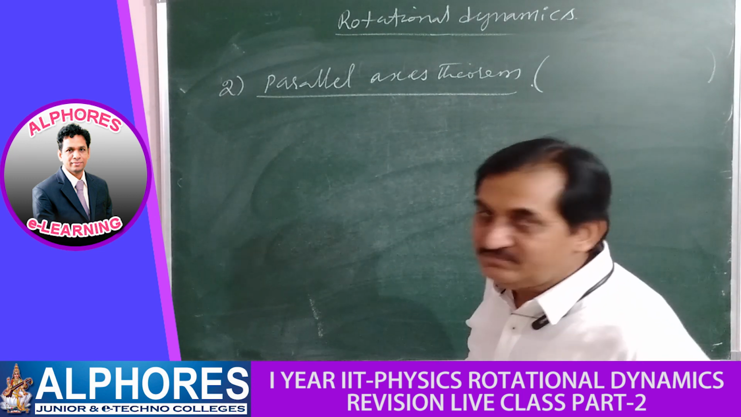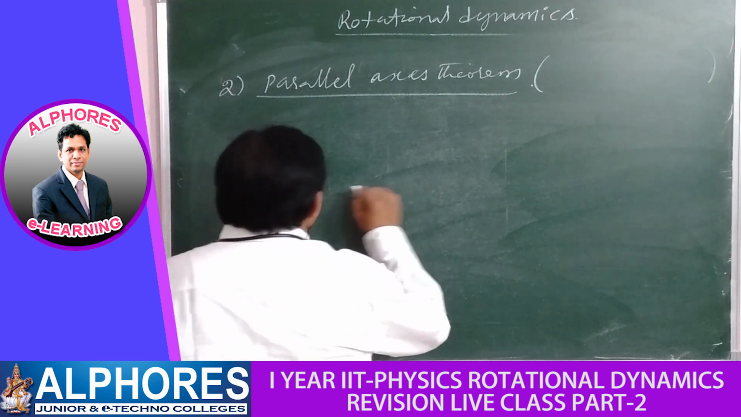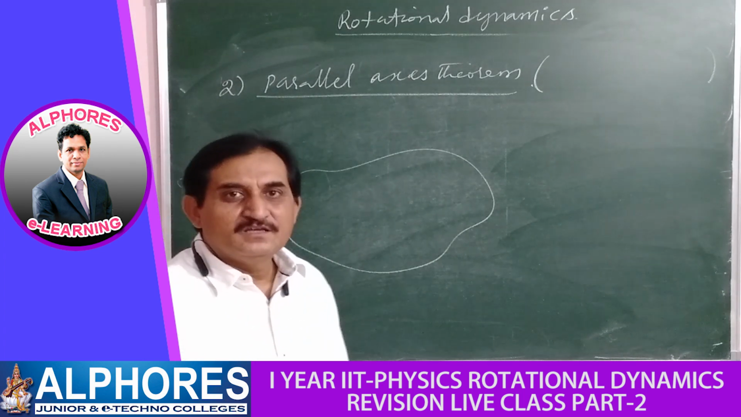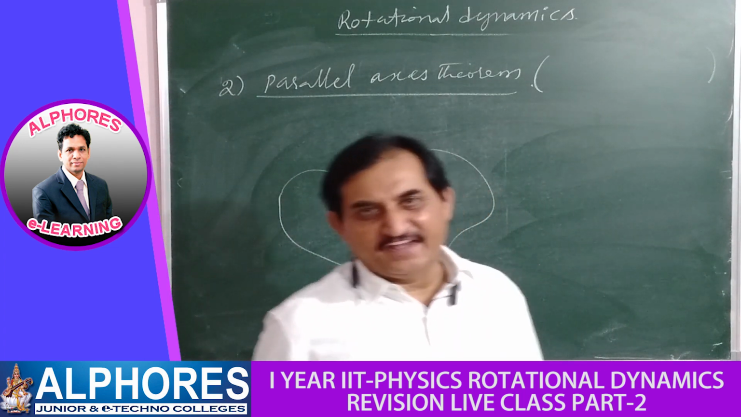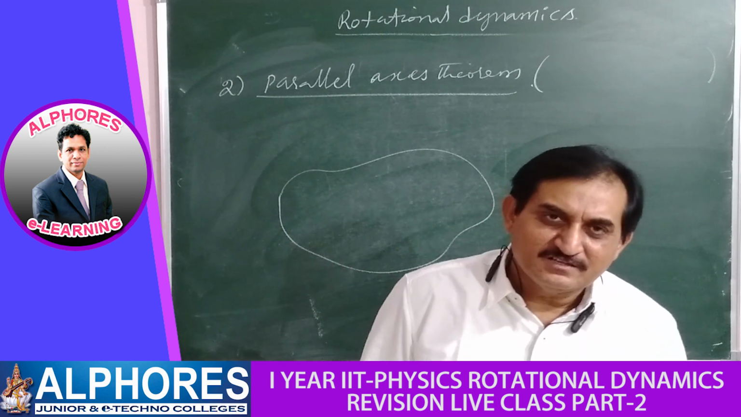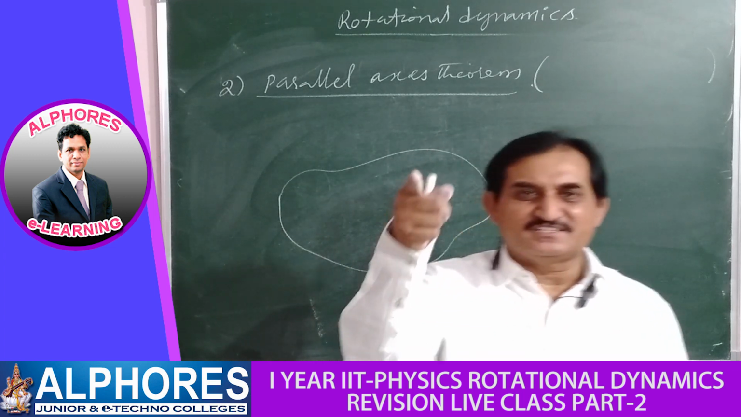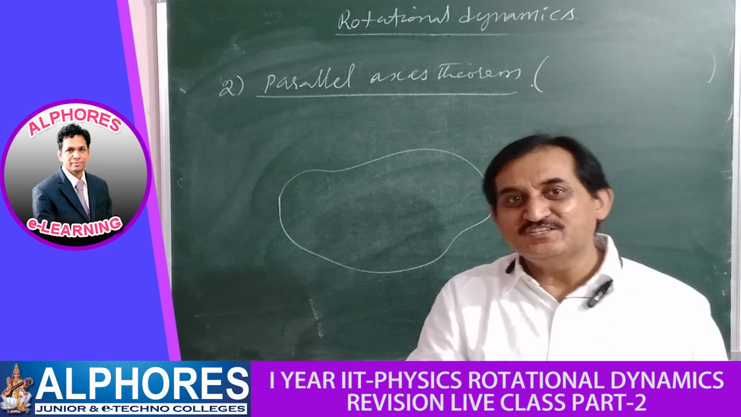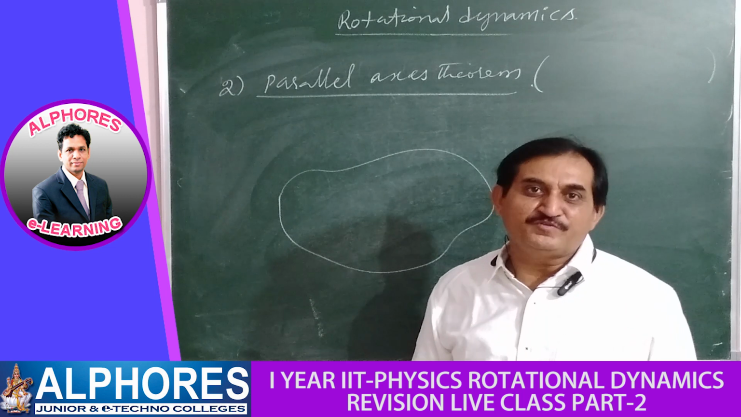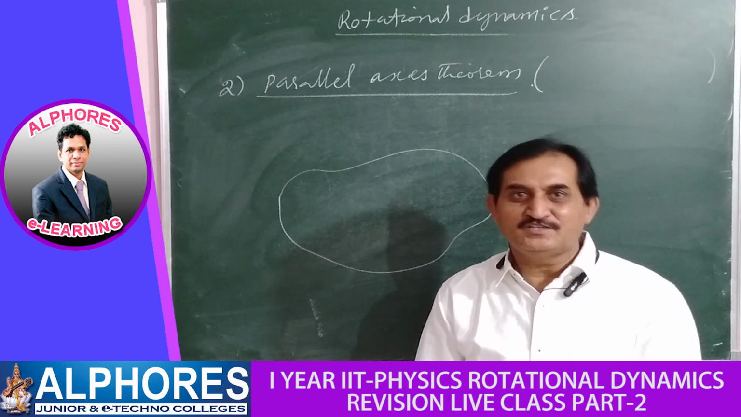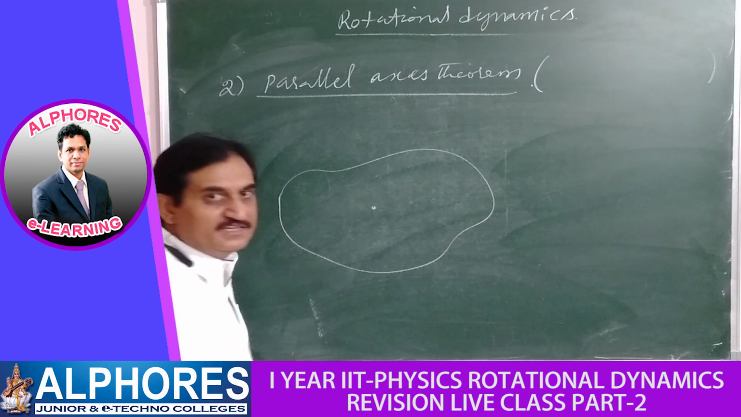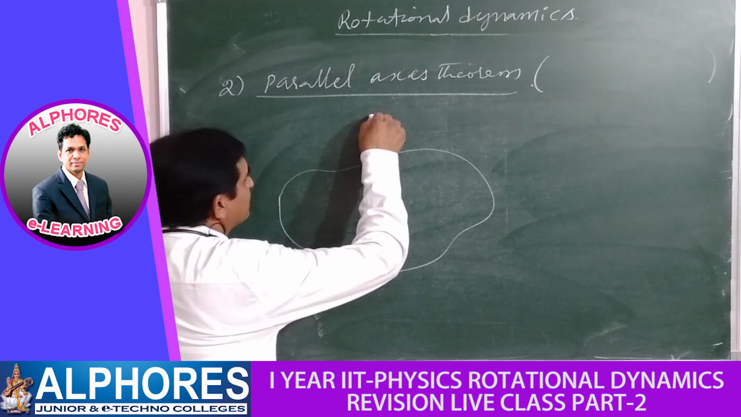Now, let us consider a rigid body. This rigid body definitely has its own center of gravity. What does it mean? The point where the whole weight of the body is supposed to be concentrated is known as the center of gravity. This is the point inside the body through which the whole weight acts. Let us represent the center of gravity in this regular body.